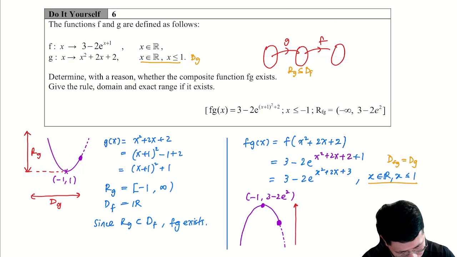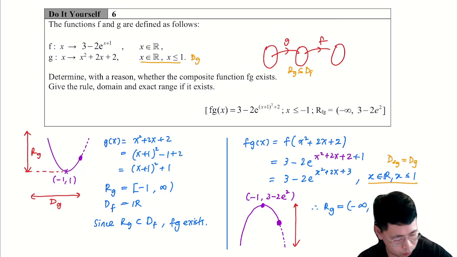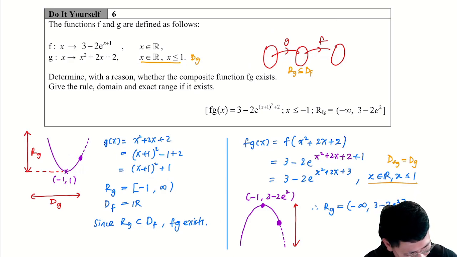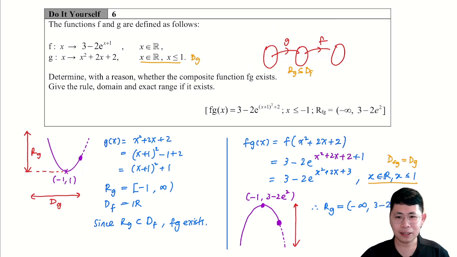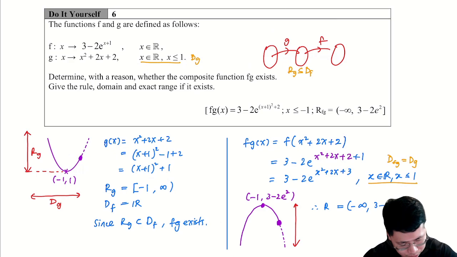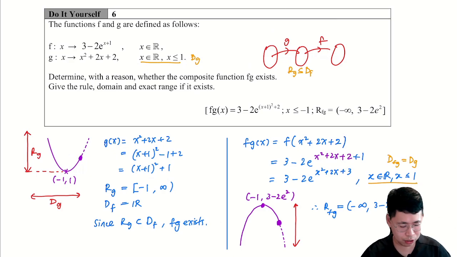So over here, what is the range? The range would be starting from negative infinity until the maximum value of 3 minus 2e squared. Can equal or not? Can equal, so we need to put the close bracket. This is to look at the graph of the whole of fg. Sorry, this is fg, not g. So it's to look at the whole graph of fg and look at the range of fg, the possible y values for this.